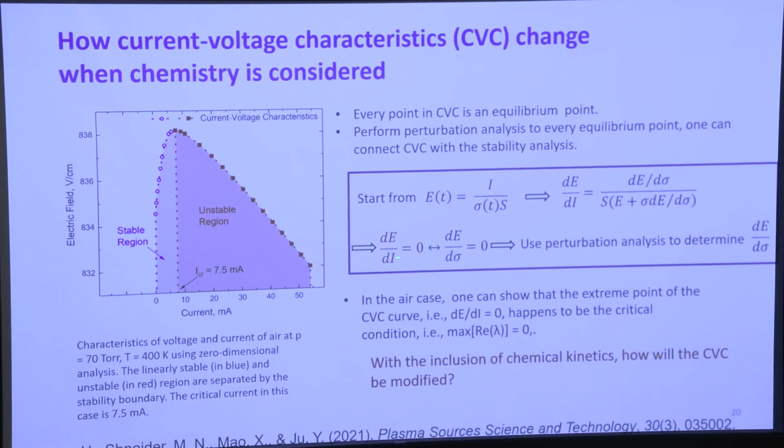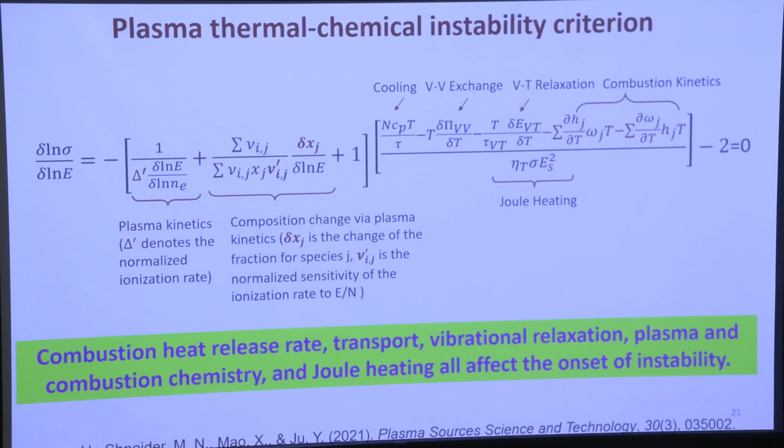So dE dI is current. The current can be written in terms of dE times the conductivity, because the current I is a function of conductivity. And to do that, you will find an instability equation. That is the conductivity of the plasma as a function of electric field.